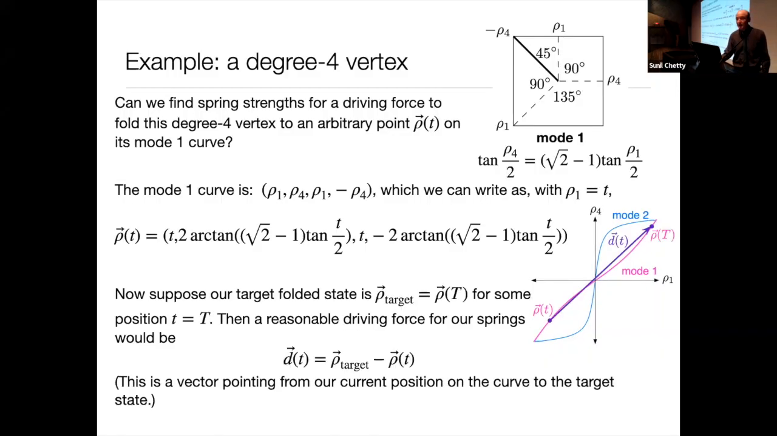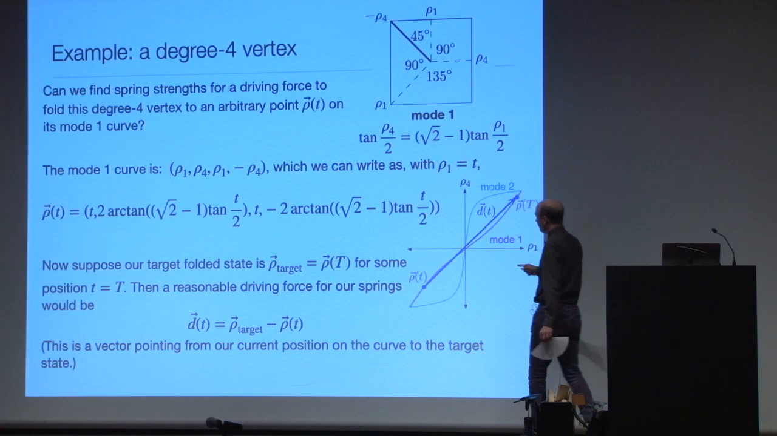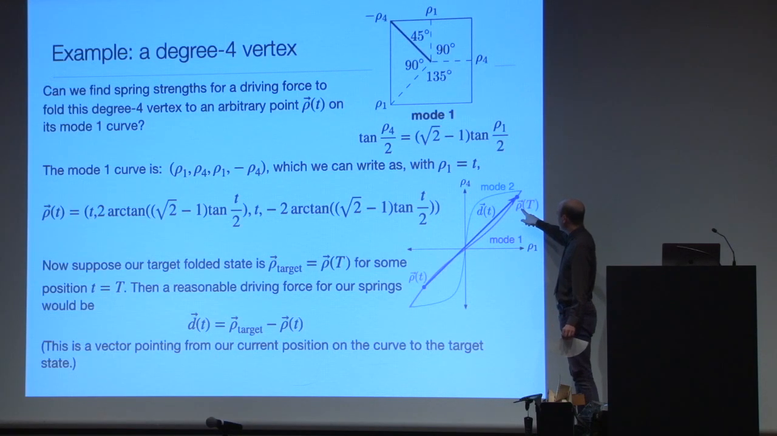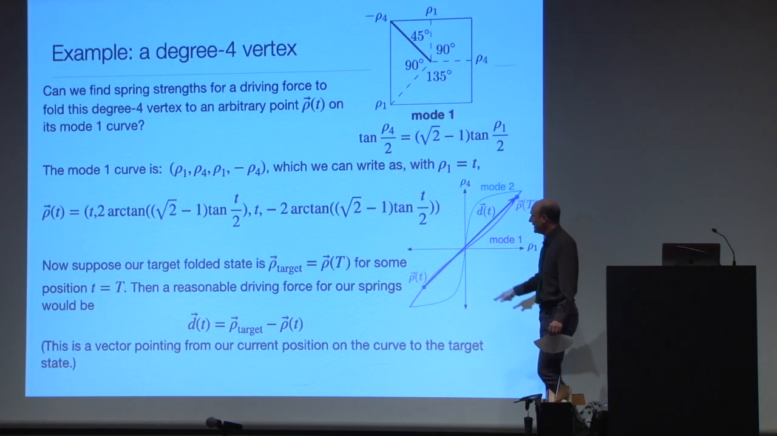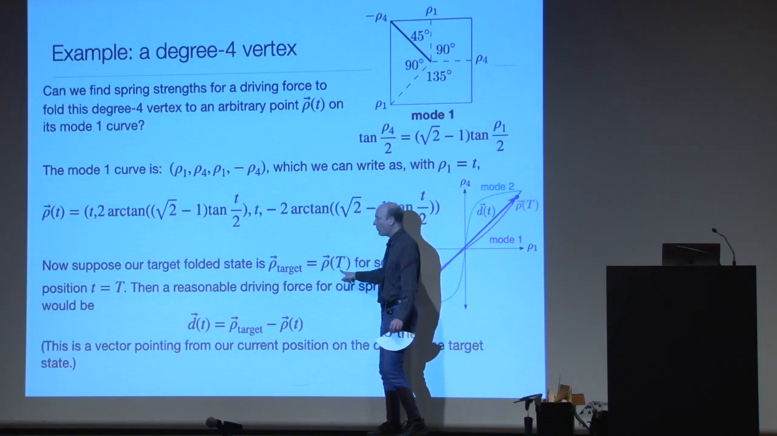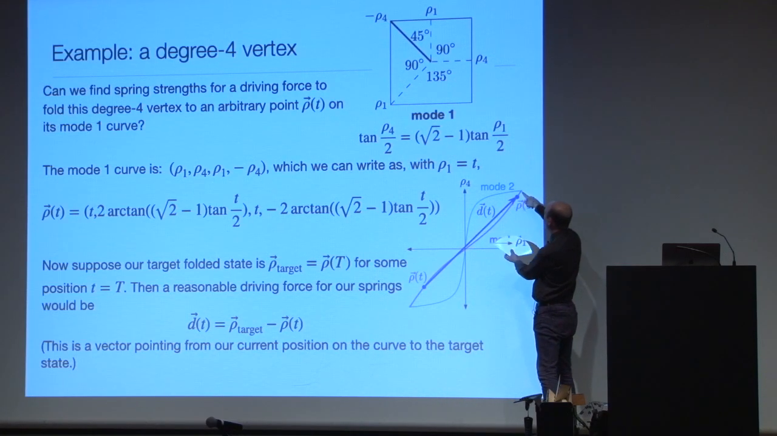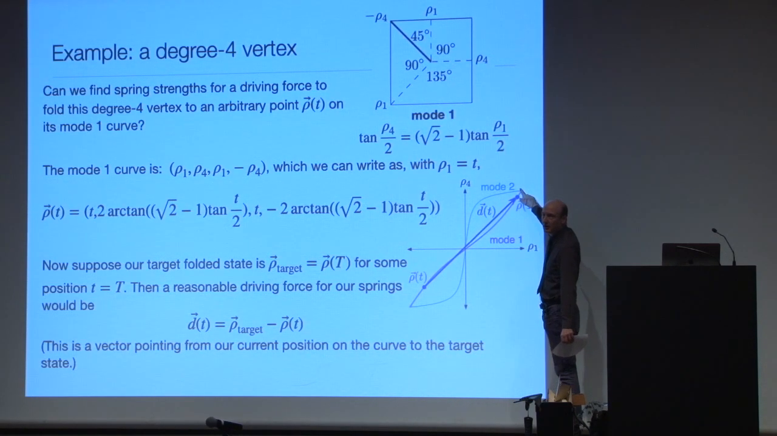Okay, so what's my driving force, though? That's what this is supposed to describe. What vector should I be pushing things if I want to fold from one point of mode 1 to another point of mode 1? So I call rho of capital T my target. This is what I want to self-fold to. I'll just pick some point on the mode 1 curve, maybe over here. It might be the all-the-way folded state, which would be this upper corner here.